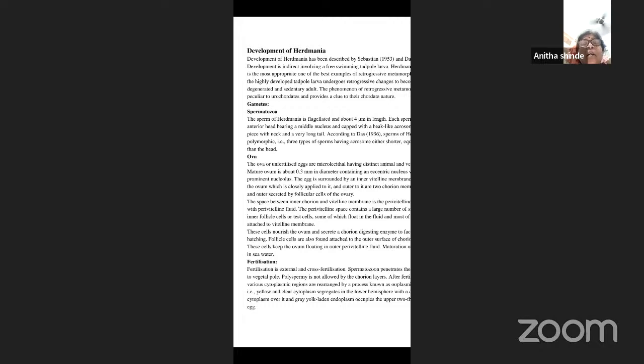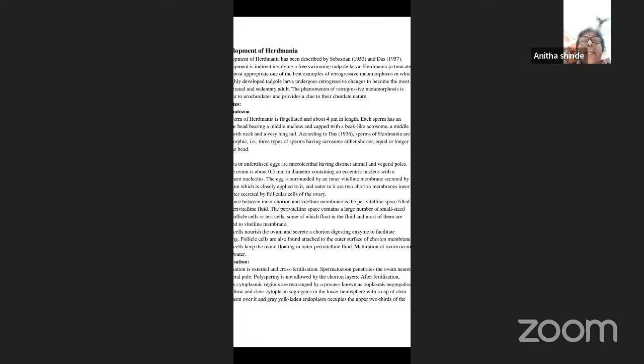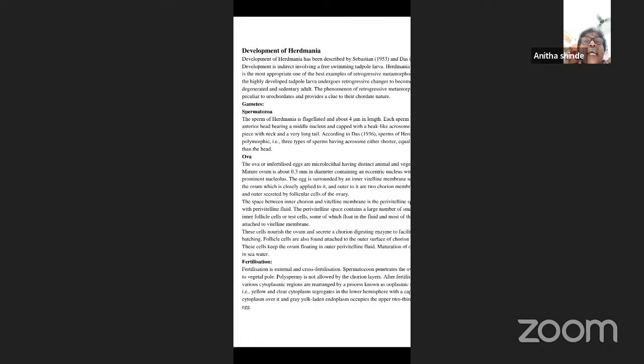Now we will see how this active larval stage of Herdmania turns into a sedentary adult stage. The development has been described by the scientists Sebastian and Das. The development of this organism is indirect because it involves a free swimming tadpole larva. And Herdmania is called a tunicate because of the presence of the tunic or the test. So it is one of the best examples of retrogressive metamorphosis, where a highly developed tadpole larva undergoes retrogressive changes to become the most degenerated and sedentary adult.